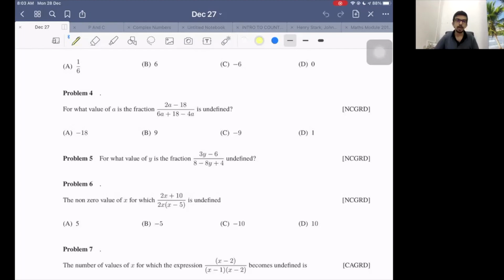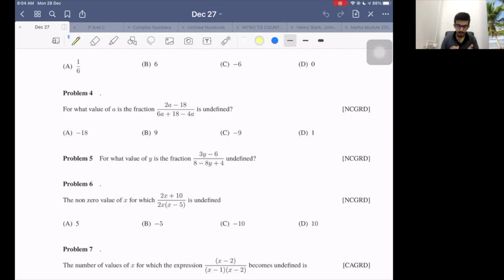So we are on problem number 4 now. For what value of a is the fraction (2a - 18) divided by (6a + 18 - 4a) undefined? This expression becomes undefined when the denominator becomes 0. In the denominator, you just need to simplify the expression. There are like terms which need to be combined. 6a minus 4a is going to be 2a.